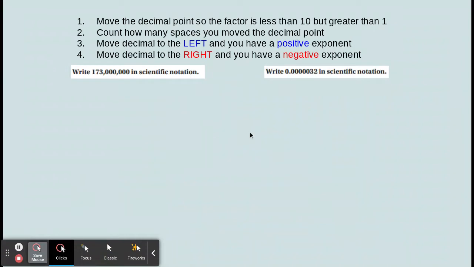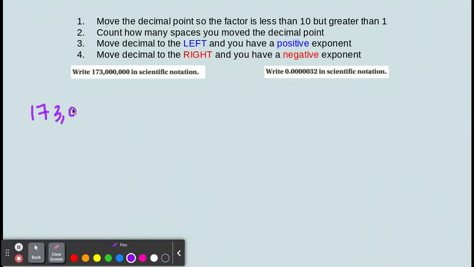So let's do a couple of examples. We're going to write this number here in scientific notation, and then this decimal as well. For this first one, let me write the number out so it's a little bigger. First thing we want to do is move the decimal point so that our factor is less than 10, but equal to or greater than 1.